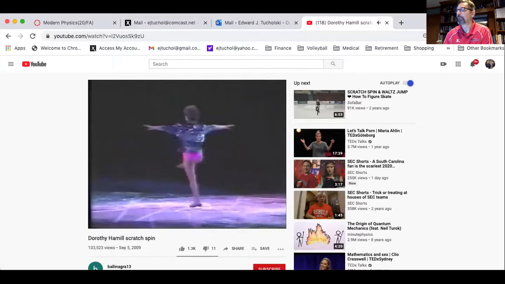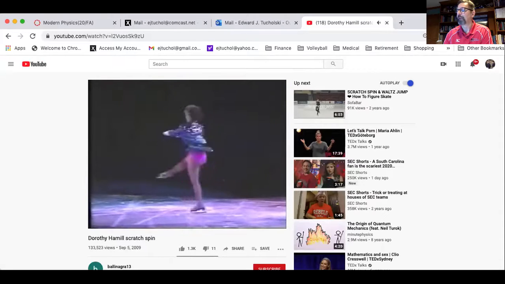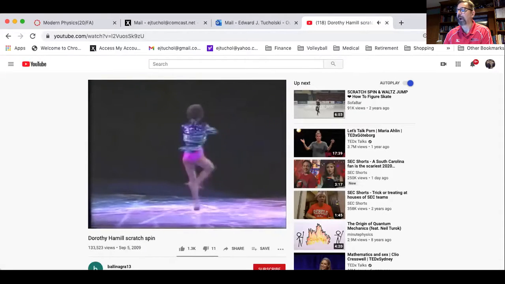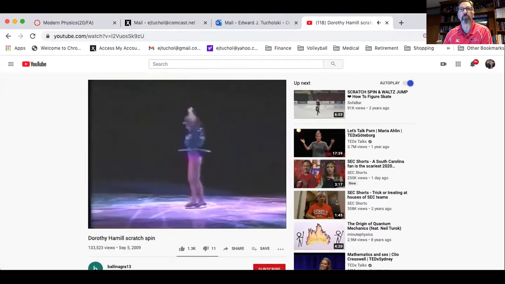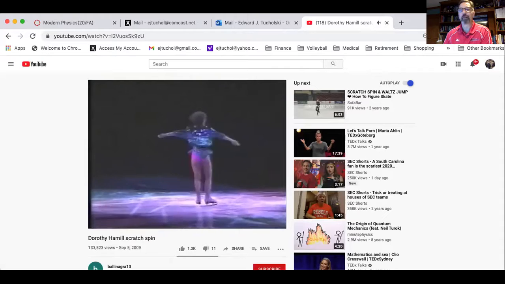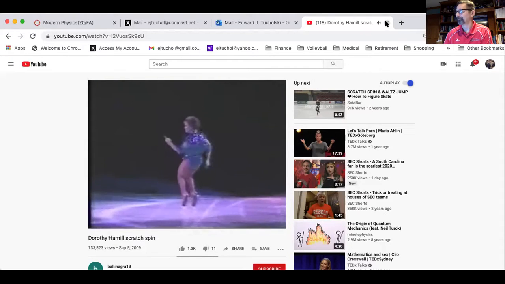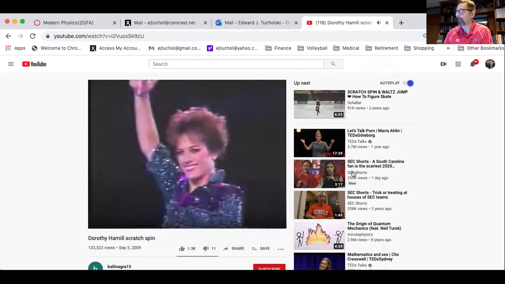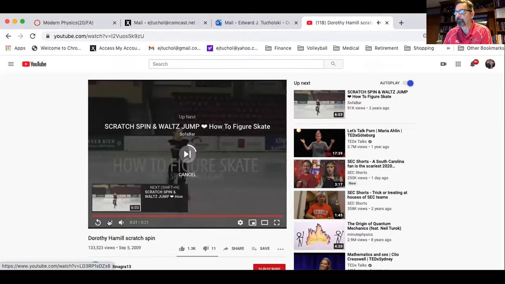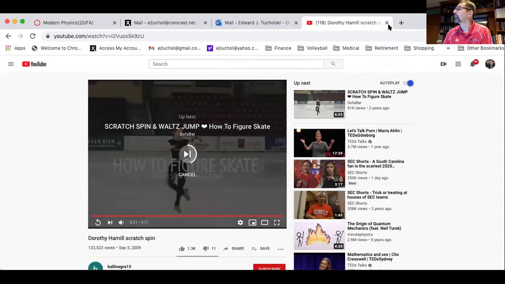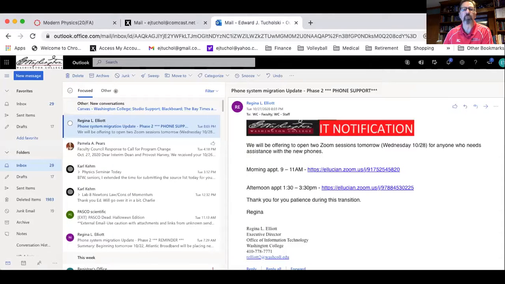Oh, look, Dorothy Hamill's going to do the same thing. Legs out, legs in, arms in, and you can see noticeably faster on the spin as she brings her legs and her arms in. Literally, you can watch, there's hundreds of these on the web. I'll stop right there. All right, close that so it doesn't keep opening up newer and newer slides.